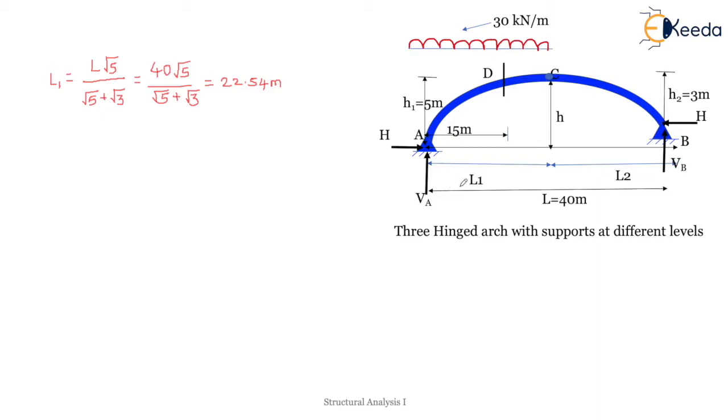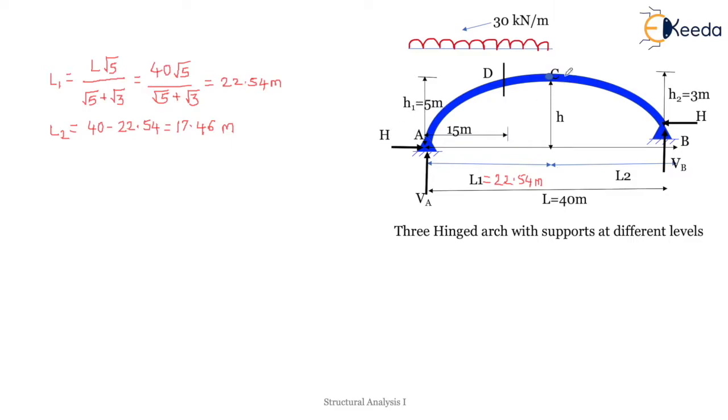So we got the L1 value as 22.54 meter. What will be the remaining? L2 will be 40 minus 22.54, so we get our answer as 17.46 meter. So we have calculated the span lengths L1 and L2.